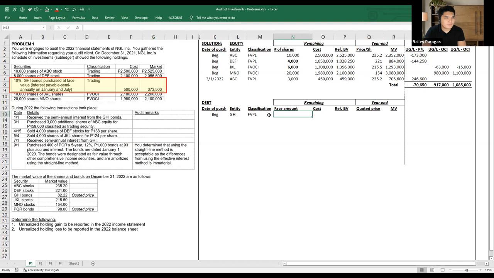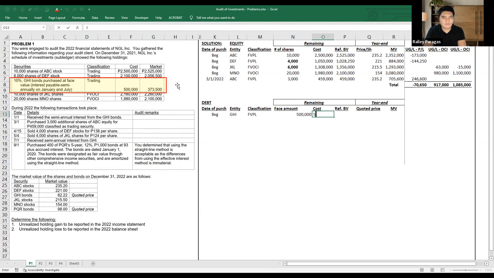Yung face amount mo, kasi kailangan natin yun for debt instruments, i-determine natin. Ano ba yung sabi sa problem? So for this particular holding, no, you have 10% GHI bonds purchased at face value. So yung purchase price mo dyan is equivalent to the face value. So wala kang discount, wala kang premium. Okay, smack dab equal yung face value mo with your acquisition cost. So the cost here is 500,000. So lagay natin 500,000 as the cost.